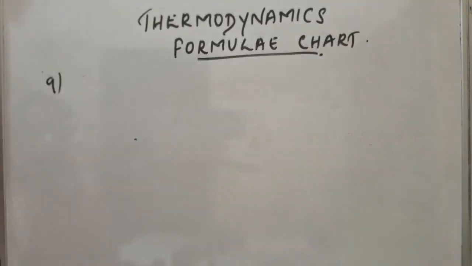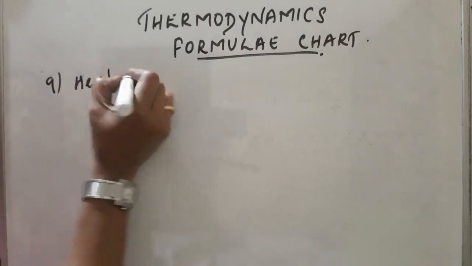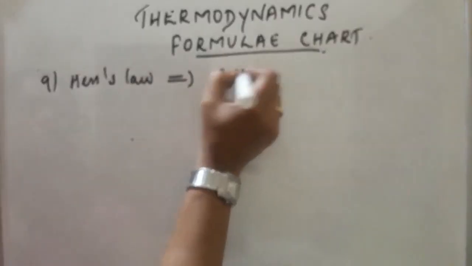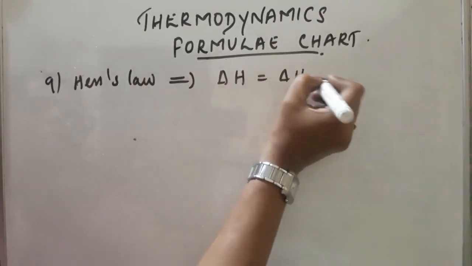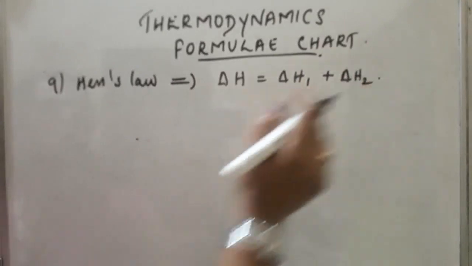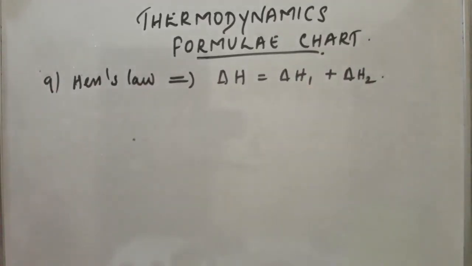Next, ninth formula, Hess's law. According to Hess's law, delta H equals delta H1 plus delta H2. So, in different steps, the same reaction is taking place. Its sum will be the change in enthalpy.